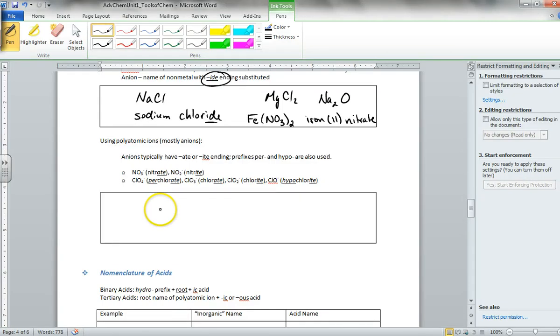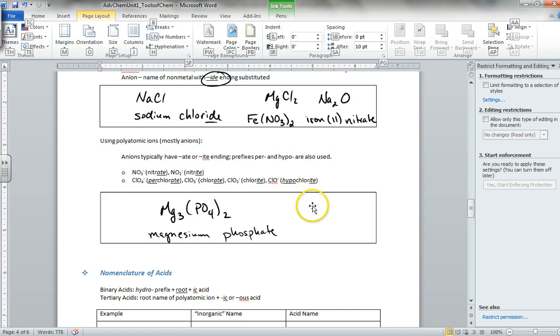Just like I had in the previous example, when you have one of these polyatomic ions, it doesn't matter how many there are. We are just interested in naming the two ions. So we have magnesium. This is not a transition metal, so it does not need a Roman numeral, does not have more than 1 oxidation state, and the polyatomic ion is phosphate.